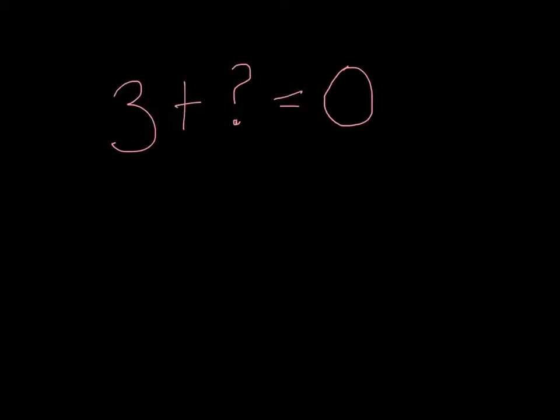Alright class, we're going to start this lesson by talking about opposites again. So we've dealt with opposites a little bit already, but for this lesson we're going to really emphasize opposites by talking about what integer plus another integer equals 0. So here I have 3 plus some number equals 0. What is it? So hopefully you figured out that 3 plus a negative 3 equals 0.